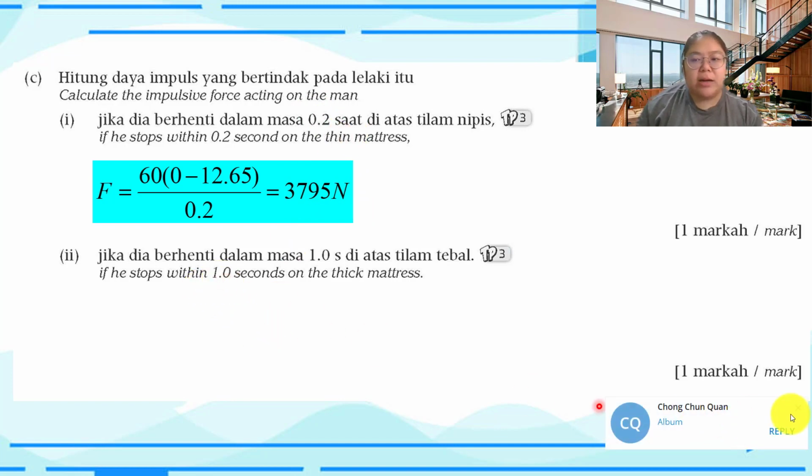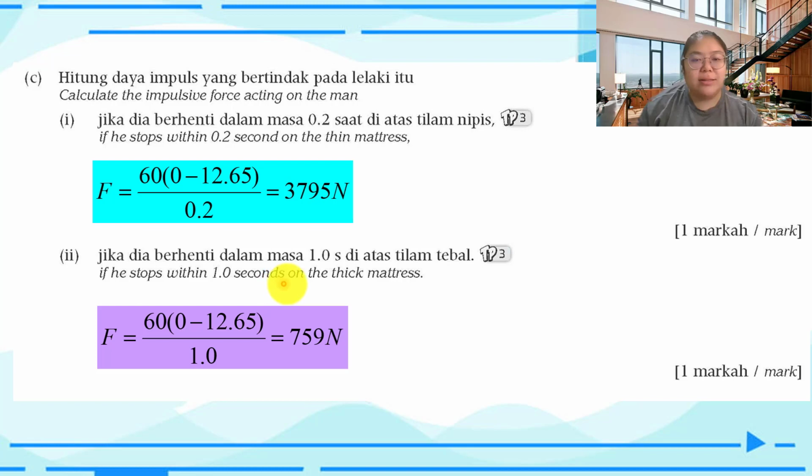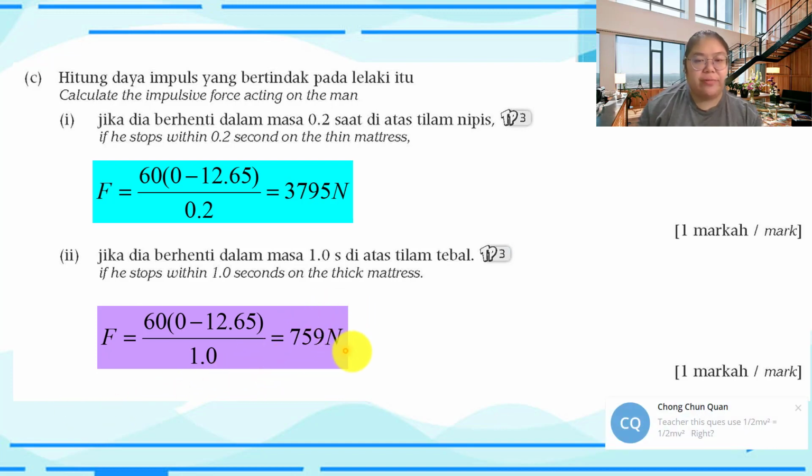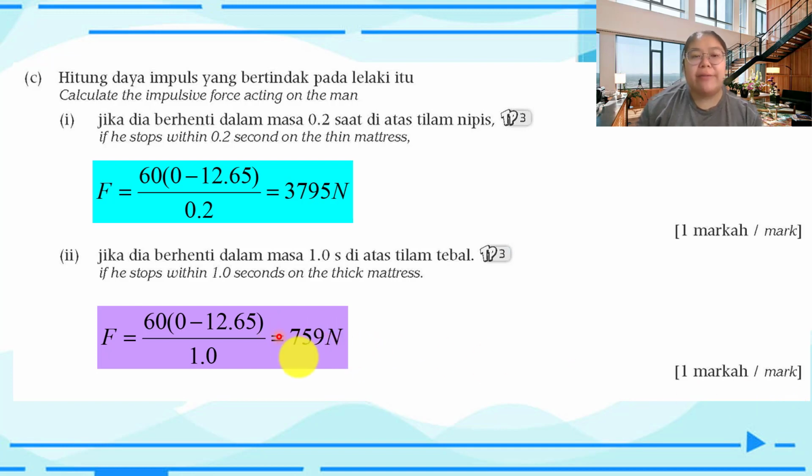Okay, now we compare with another question. Another question is they stop in 1 second. That means the time becomes longer already. So 1 second means the thick mattress. So 60 is the same. Then after that, 0 minus 12.65 over 1. Then we find the answer is 759 Newton. So we can see that when the time is longer, the force will become smaller. This one is the relationship between the impulsive force and the time taken. Okay, then we go to the next part.